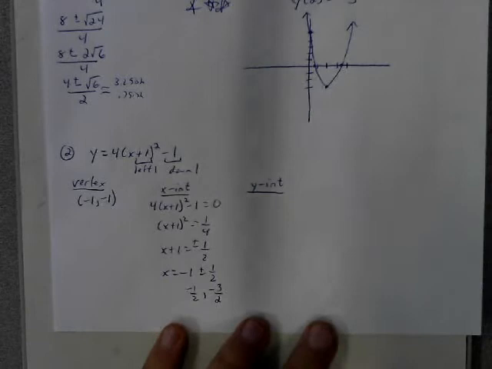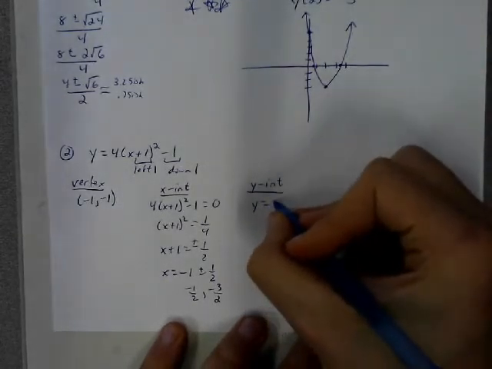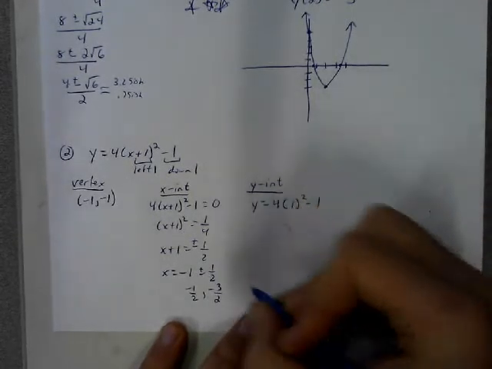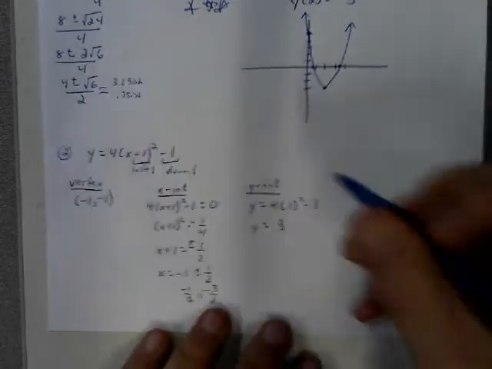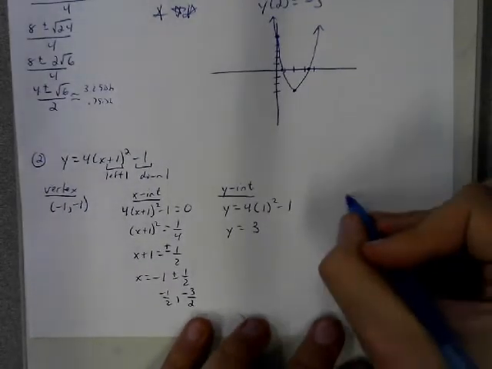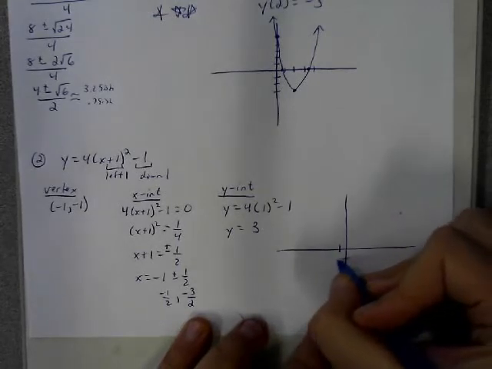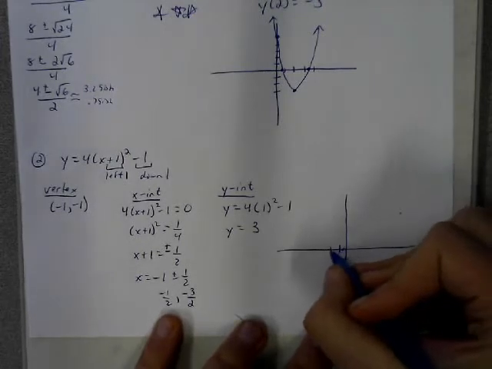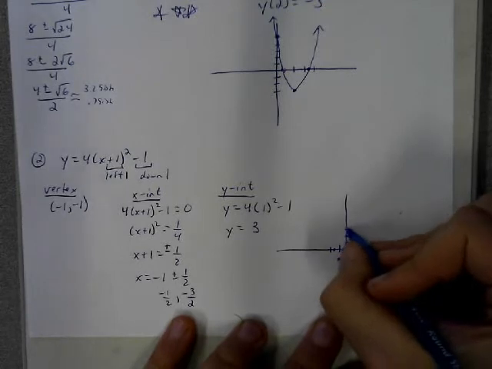The y-intercept, with that x equals 0. So y equals 4 times 1 squared minus 1, which is 3. So let's draw our graph. The vertex is -1, -1. The x-intercepts are -1/2 and 3/2. And the y-intercept is 3.